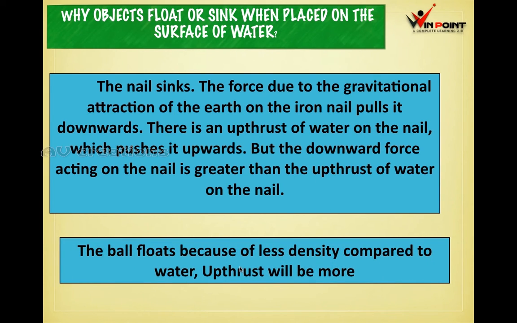The ball floats because it has less density compared to water. Upthrust will be more, so the ball has less density. That is also one of the reasons. The first reason is that upthrust is more, because of the density. Less density. If an object has less density, it will float on water. It will float on a liquid.